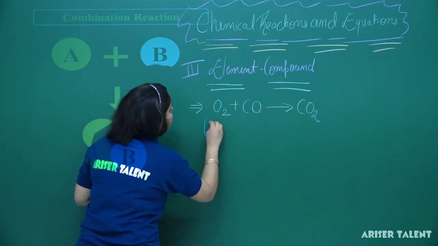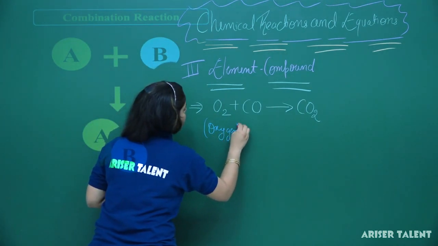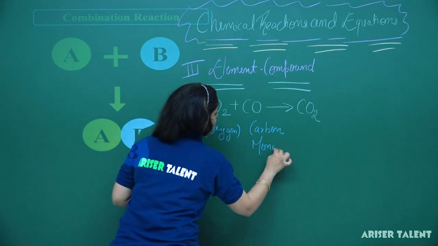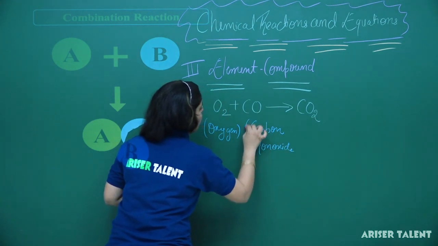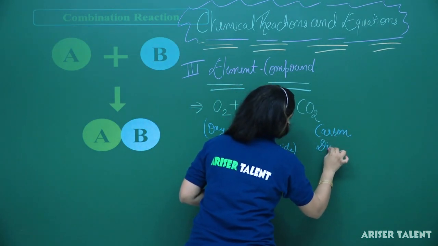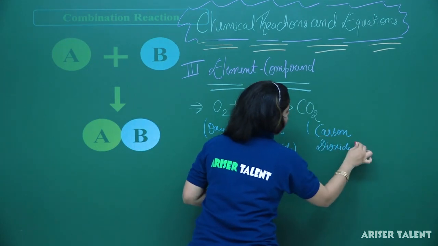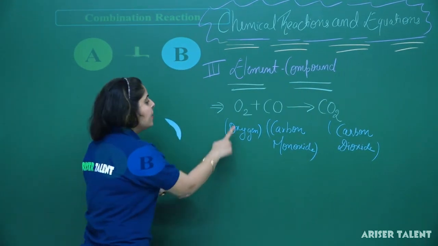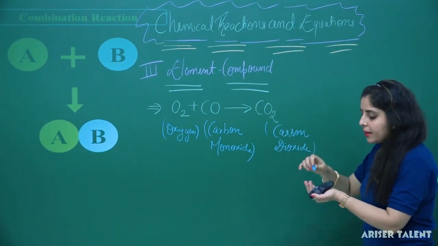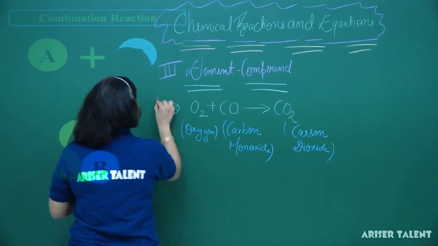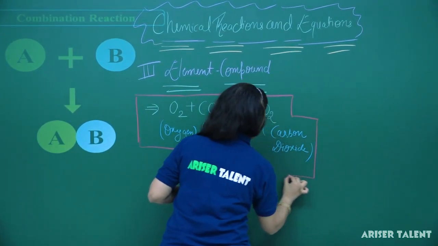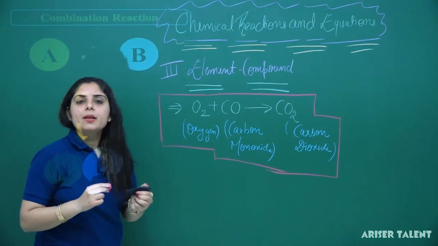Here O2 is oxygen. This is carbon monoxide. And this is carbon dioxide. So we can see that one element combined with a compound to give a particular product, and this is the category of element-compound reaction we have. So this is an example for element-compound reaction.